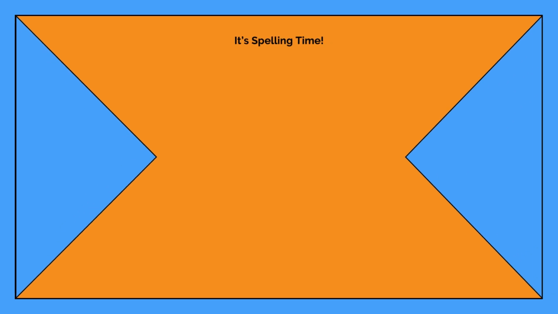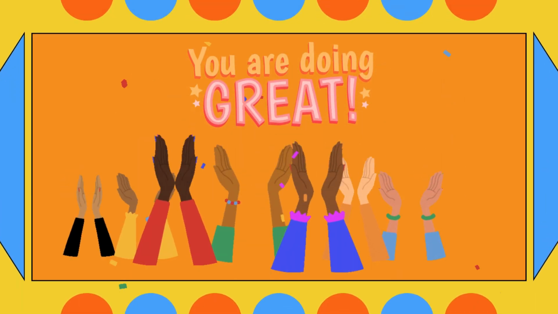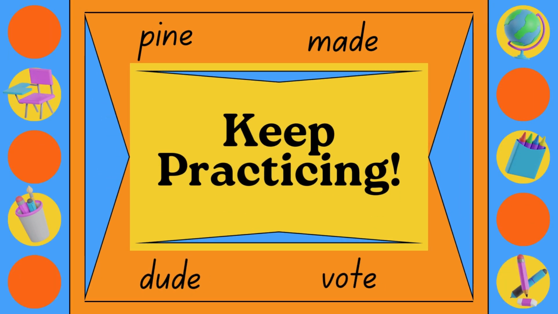Let's spell a magic E word. Hope. H-O-P-E. Hope. Long O. And hope. You are doing great. Very good job. So keep practicing your magic E words.